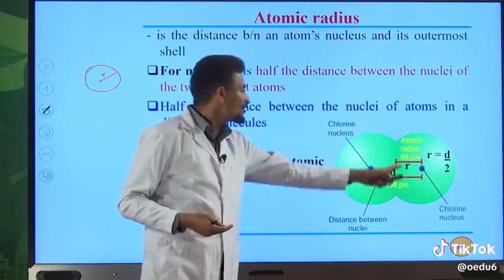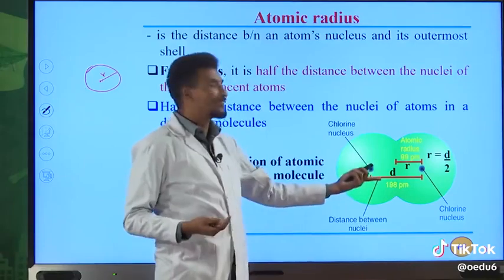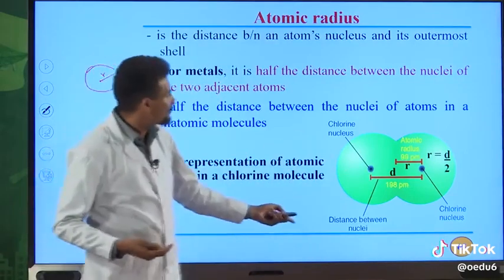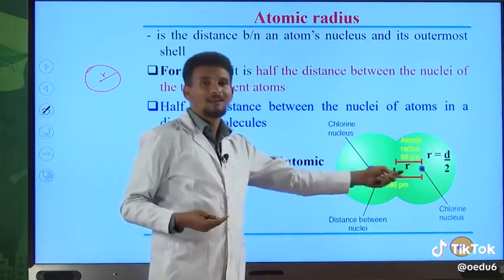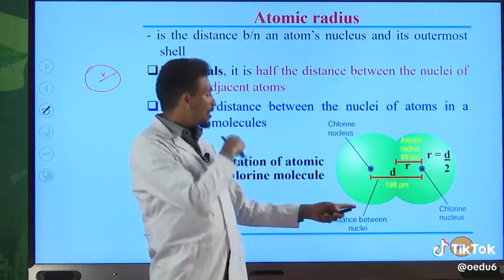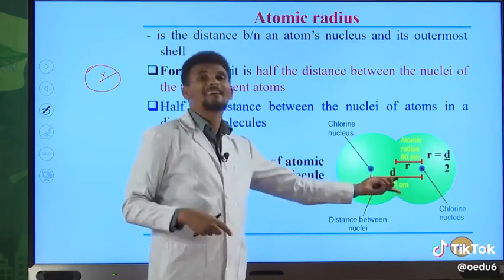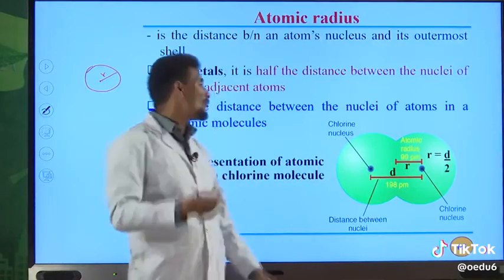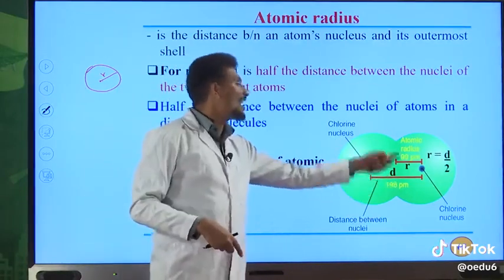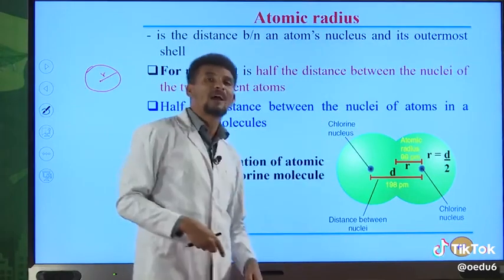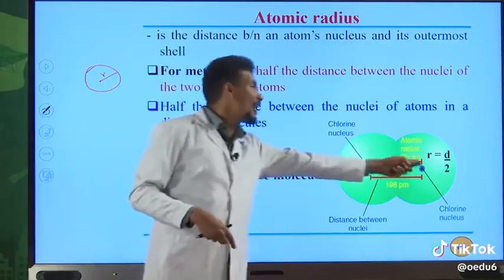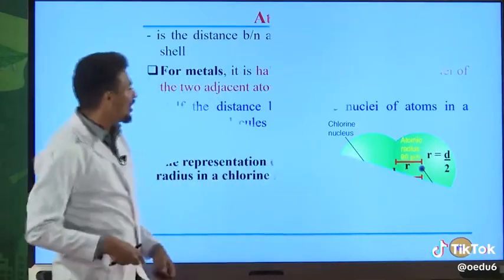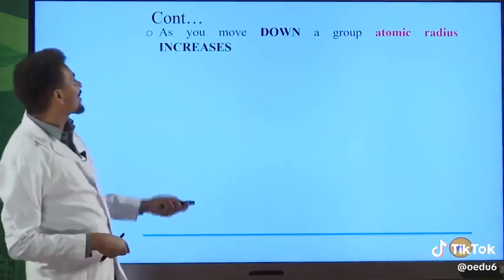The nuclei of the atom, this is radius, but this one is diameter. For example, this is for chlorine atom. The distance between the nuclei of two atoms of chlorine molecule is equal to 198 picometer. Therefore, the radius of one atom of chlorine is 198 divided by 2, that is equal to 99 picometer. Therefore, radius is equal to this distance over 2. So this is atomic radius.